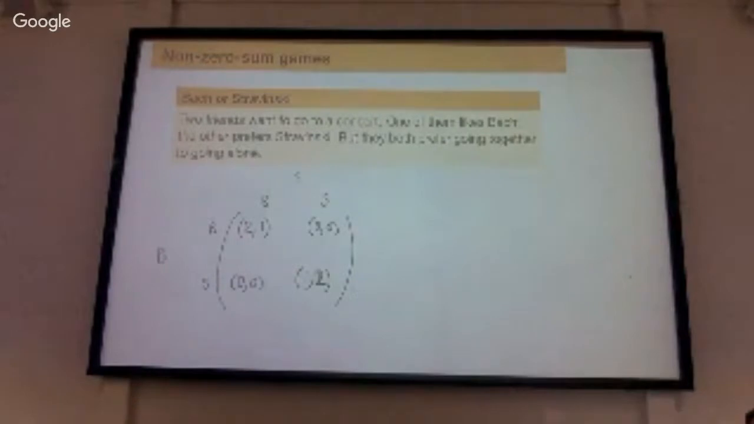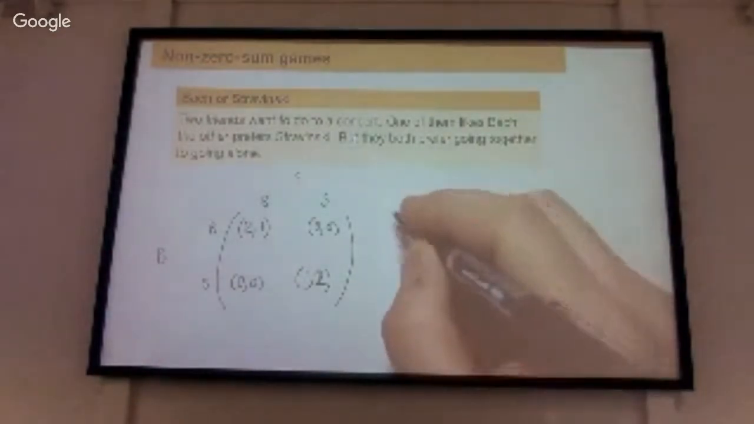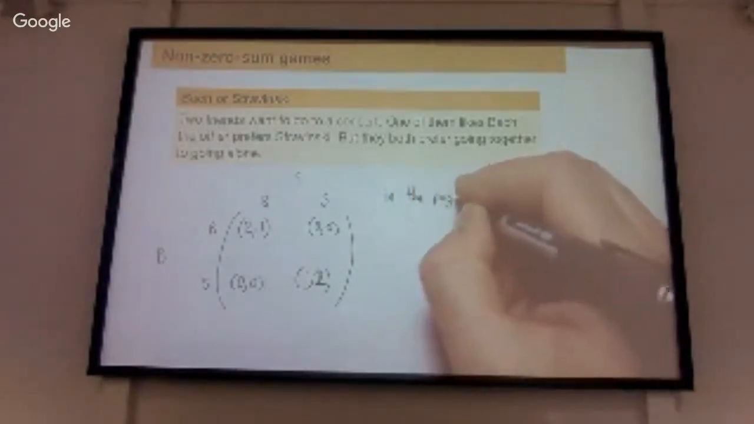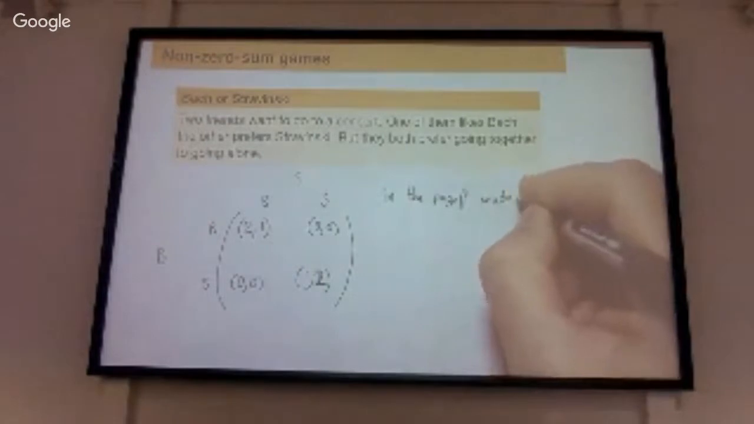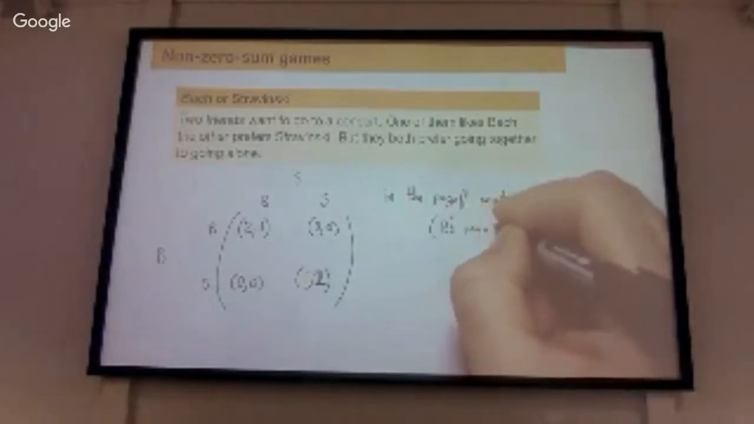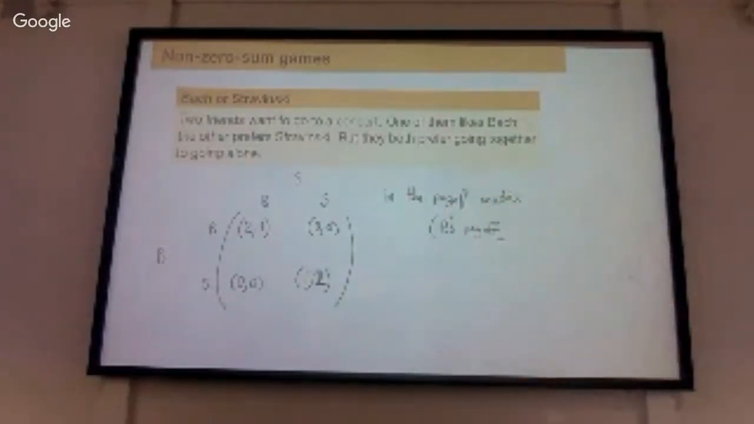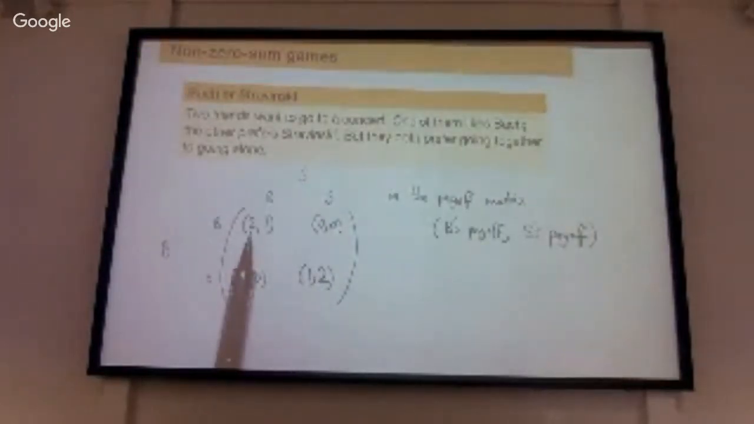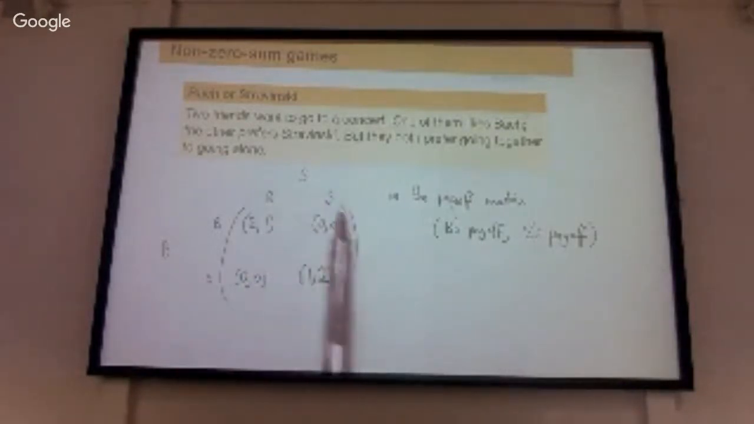Okay, so remember that in the payoff matrix, we have the row player's payoff as the first thing in the pair, and the second one is the column player's payoff. So the 2 here is how much that player likes it, and the 1 here is how much that player likes it.